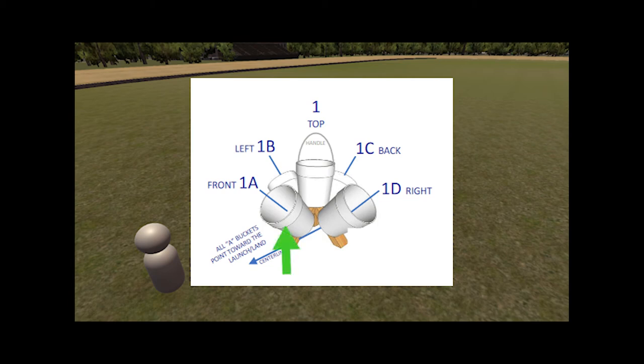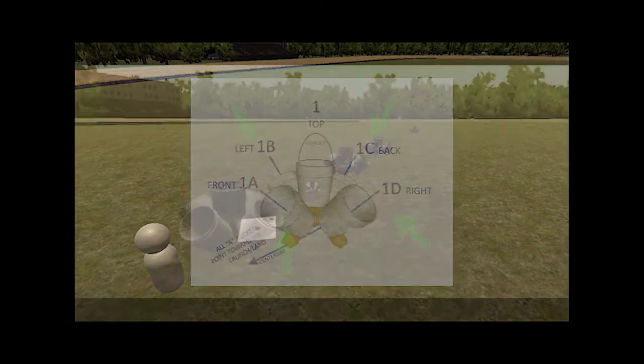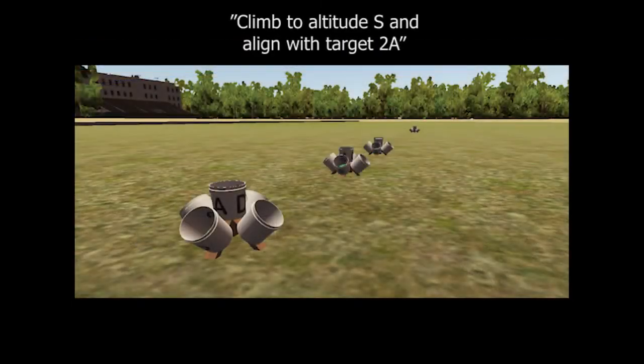Bucket A will point towards the launch pad, while C points away. Bucket B points to the left in relation to the launch pad, and D points to the right. The user will be told which target they need to capture by being told first the stand number and then the bucket letter. For example, the instructions may read, climb to altitude S and align with target 2A.